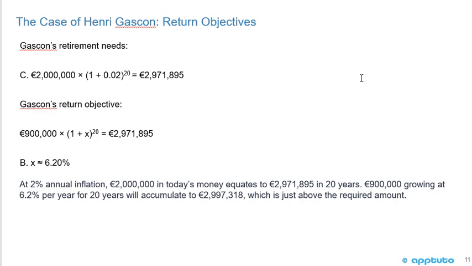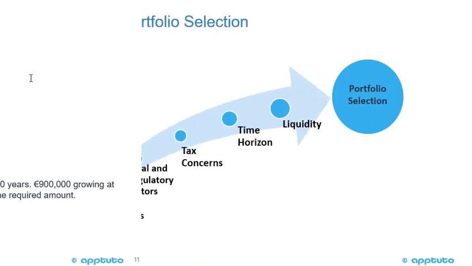So at 2% inflation, 2 million euros in today's money equates to close to 3 million euros in 20 years. 900,000 euros growing at 6.2% per year for 20 years will accumulate to that 3 million, which is just above the required amount.